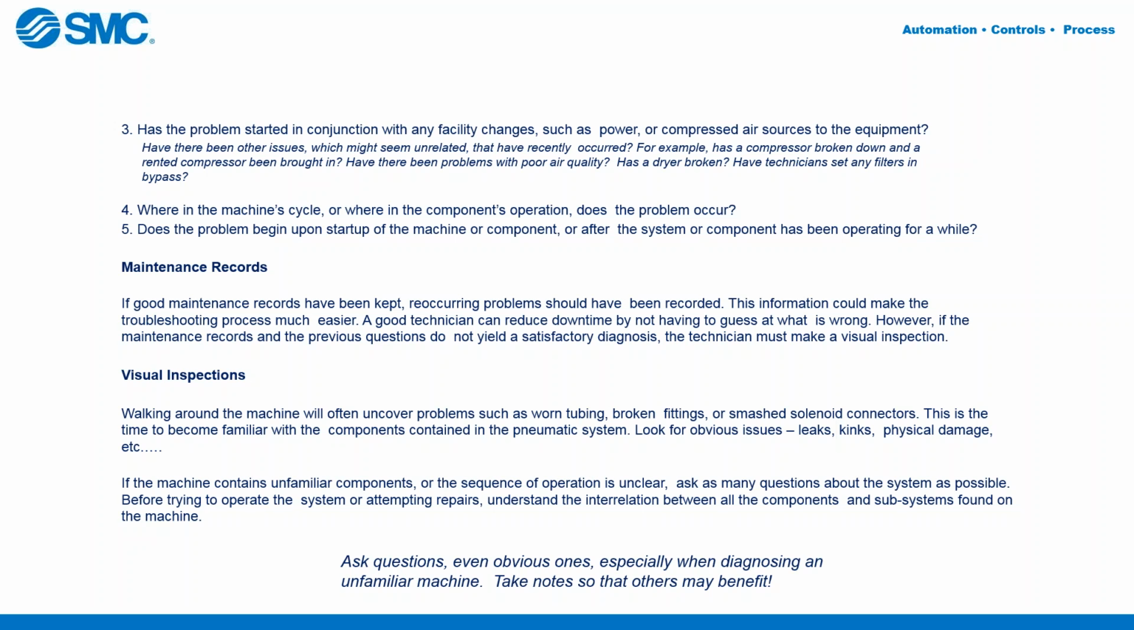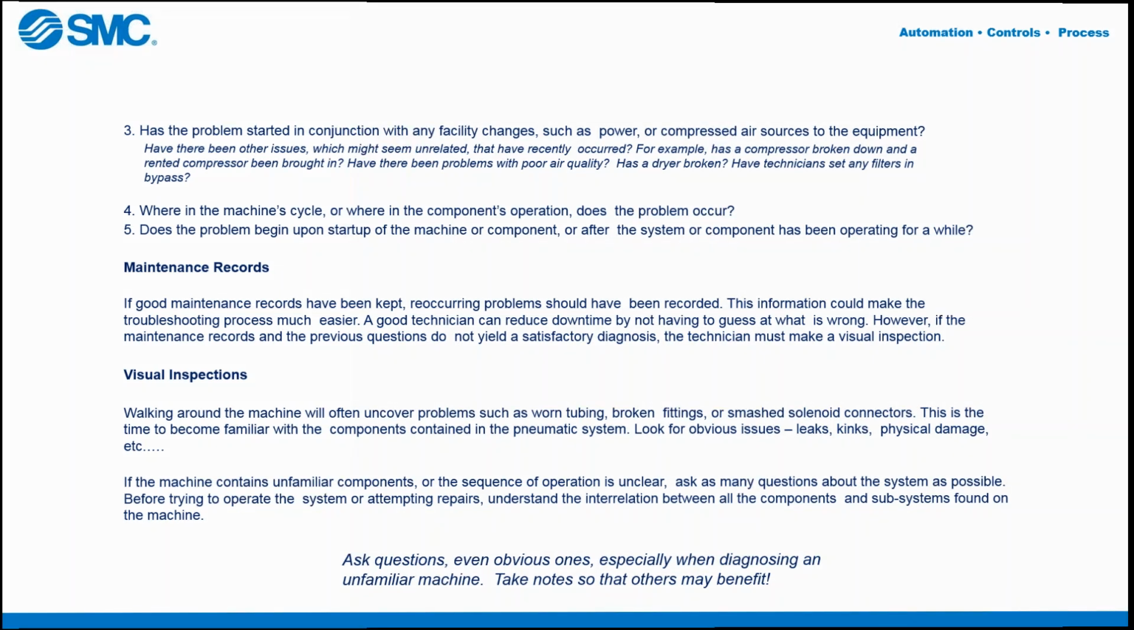And of course, a visual inspection. We can look for basic things like worn tubing, broken fittings, physical damage like broken gauges or smashed connectors on solenoids. Obvious things are the first place to start. Obvious issues like leaks, kinks, physical damage, and so forth. And if you're unfamiliar with the machine, ask some questions. Ask as many questions as you can before you just start pushing buttons and trying to make repairs. And taking some notes is always a good process at this point.